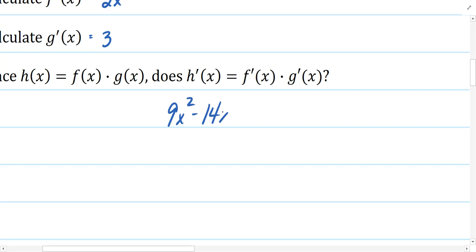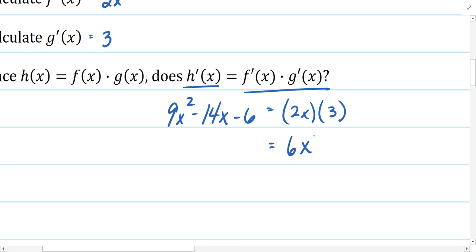minus 14x minus 6. That's what h prime of x is equal to. And then f prime of x we said was 2x, and g prime of x was just 3. So does h prime really equal f prime times g prime? And the answer is resoundingly no. They're not very, very close at all.